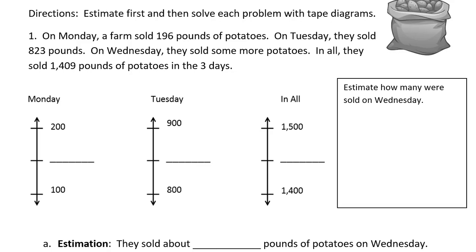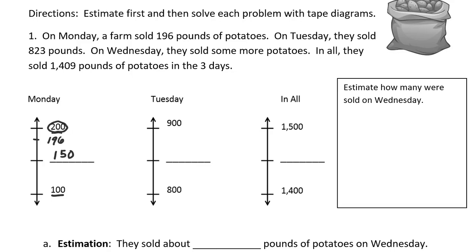I'm going to round the number of potatoes they sold on Monday to the nearest 100. So you can see on the chart that I'm going to round to either 100 or 200. The midpoint between 100 and 200 is 150. They sold 196 pounds, so I'm going to put that on the number line. And since 196 is above the midpoint of 150, it rounds to 200.